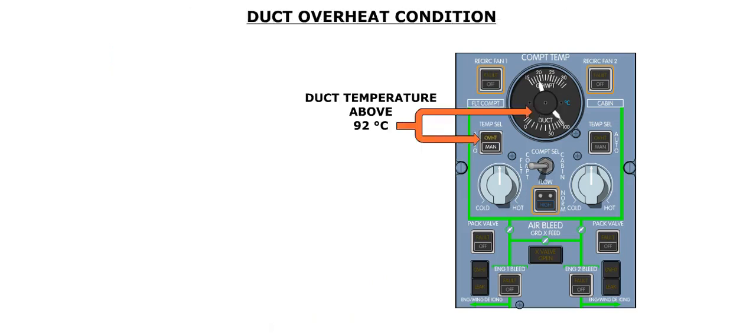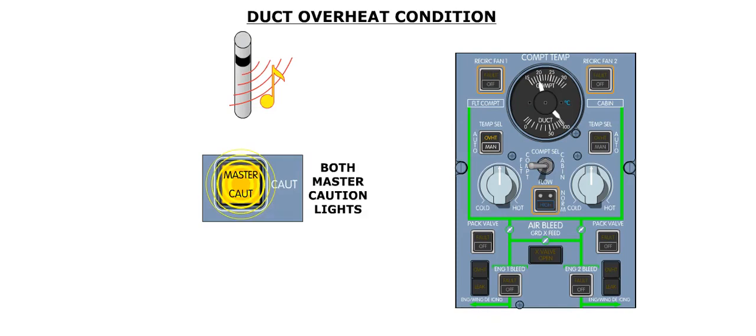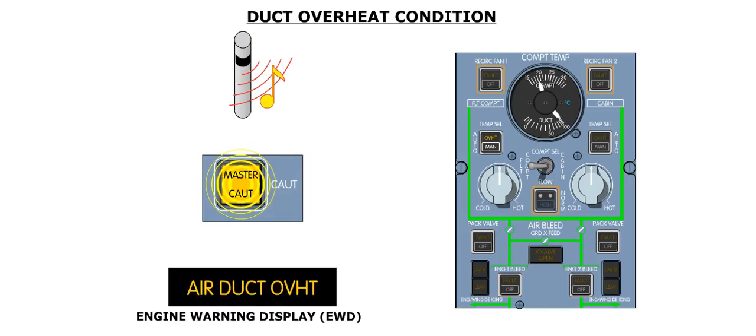Regardless of the mode of operation, if the duct temperature exceeds 92 degrees Celsius, the amber OVHT caption will illuminate in the associated temperature SEL push button. In addition, a single chime will sound, both master caution lights will flash, and an amber air duct OVHT message is displayed on the engine and warning display, or EWD.